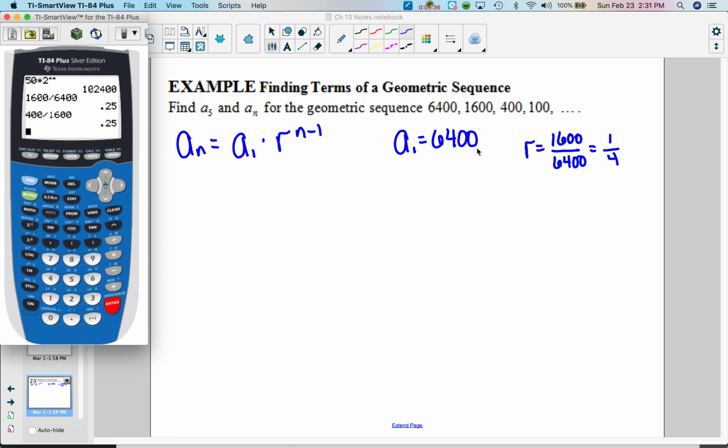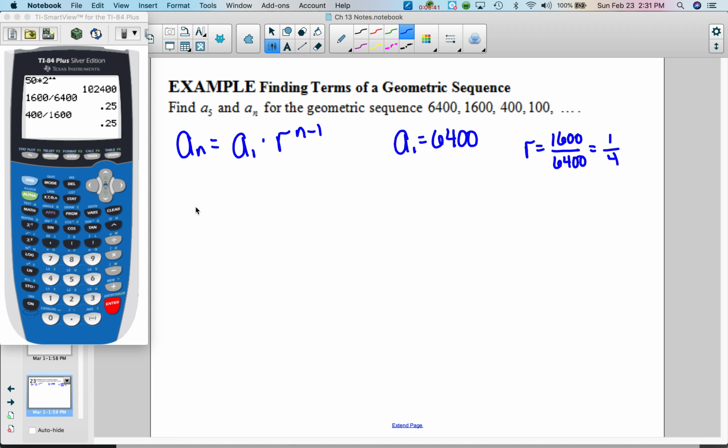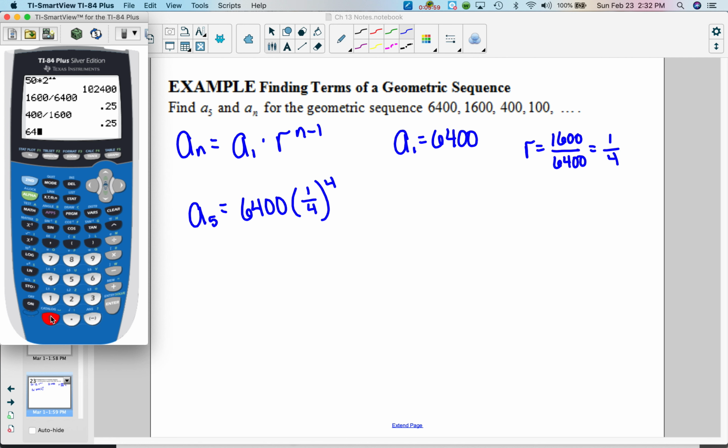And so we can find the fifth term. We'll do that first. So to find a sub 5, we're going to take a sub 1, so 6,400 times 1/4 raised to the n minus 1 power. So in this case, n is 5, so I'd be raising it to the 4th power. So we have 6,400 times 1/4 raised to the 4th power. And I get 25.